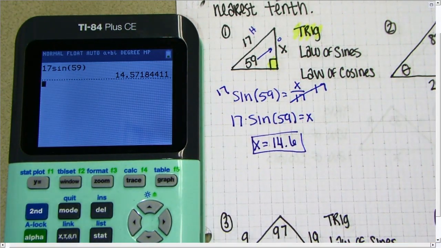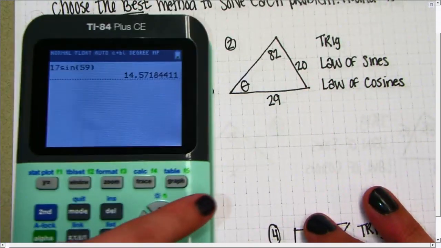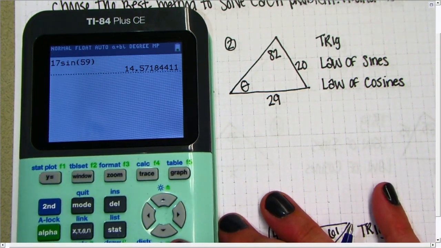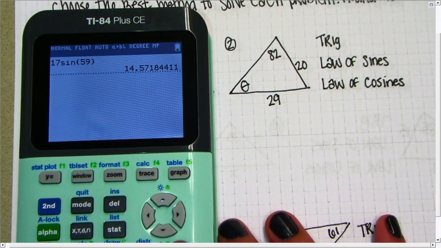And you're finished. It's so much faster than law of sines. So recognizing right triangles will help you. Remember, degree mode is the mode for trig. Graphing trig functions, we use radian mode.